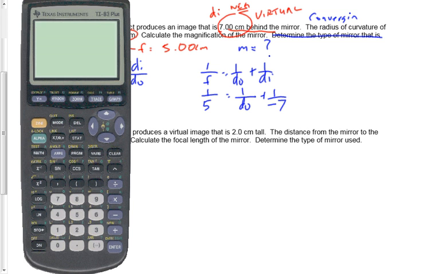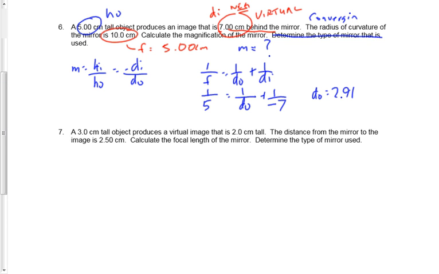Let's say 5x to the minus 1, subtract, pay attention to this. We're subtracting what? Negative 7x to the minus 1, right? 1 over negative 7. Let's flip that over. We get 2.9167, and that's going to be in centimeters.